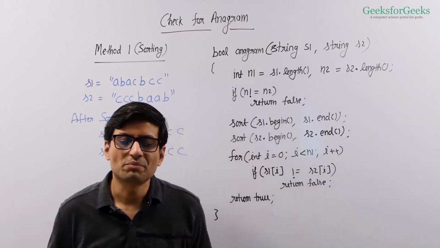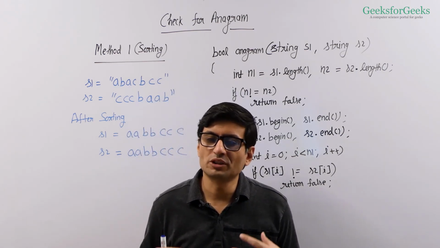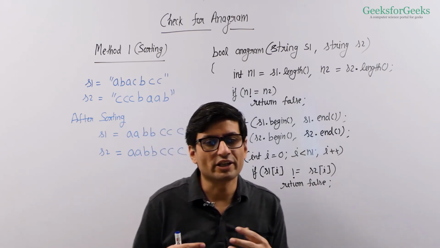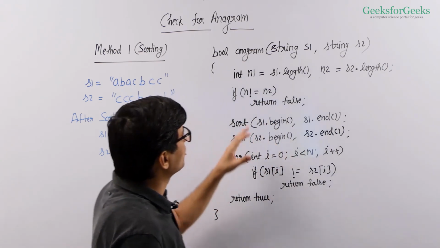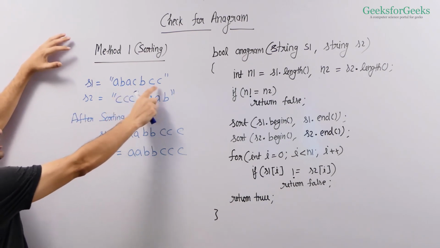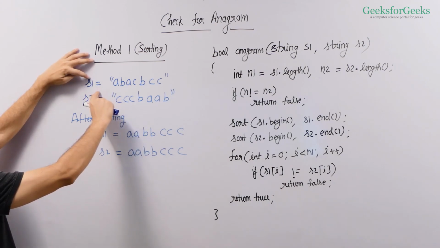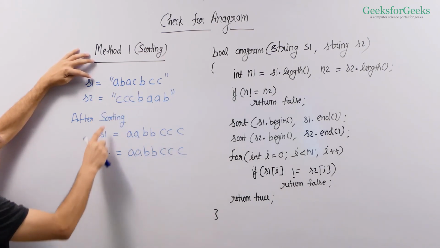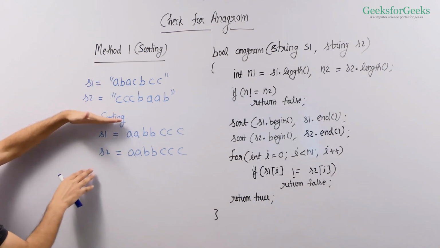Let us talk about method 1 to solve the problem. This method is to sort both these strings and then compare them one by one. If two strings are anagram, they will become same after sorting. So let's understand this problem with this example. So we have two strings, this and this. After sorting, we get the string S1 as this, right? A comes first, then B, then C. And after sorting S2, we also get this. And these two strings are anagram, and after sorting, they become same.